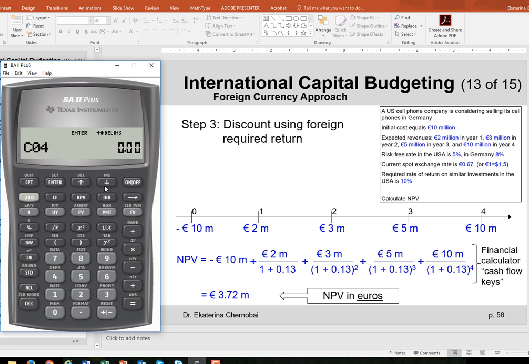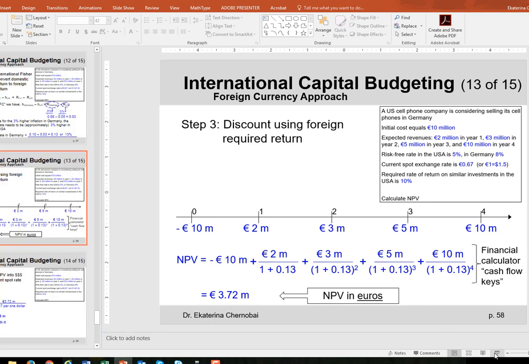And cash flow number 4 in the future will be my last one. That's 10 million euros. 10, enter, down and down again. I'm done with entering my cash flows. Now I press the NPV button. It asks me for the I. That's where I put 13. Enter, down, compute. Yeah, so it matches the number I said earlier, $3.72 million, euros, sorry. And this is actually important. It's in euros. It's not in dollars, not yet.